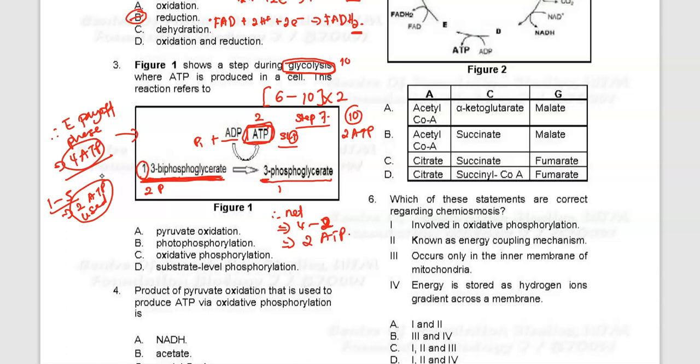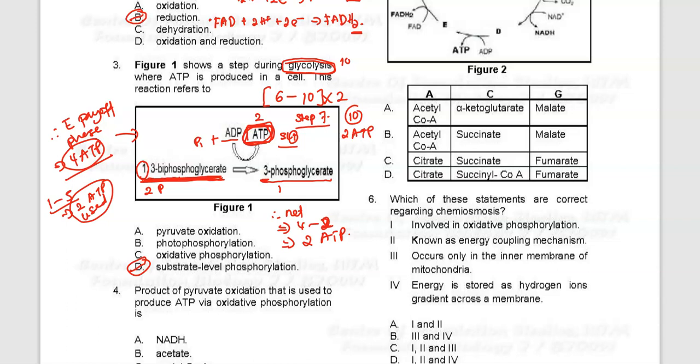So the answer for question 3 shows the production of ATP through the process of substrate level phosphorylation.